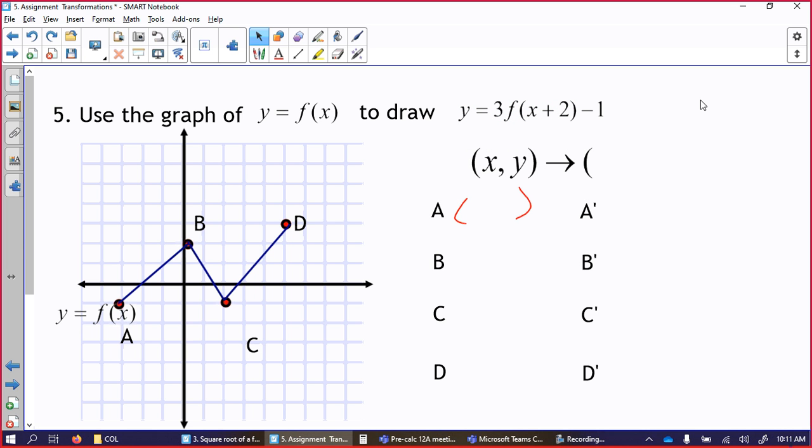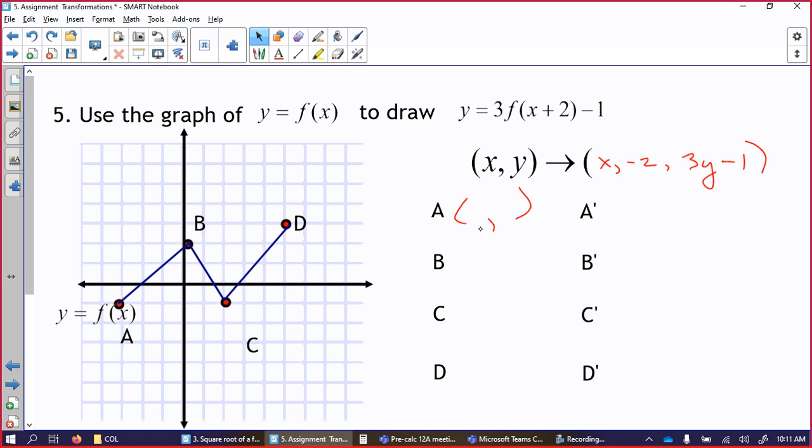So if you have a function like that, you need to write a mapping rule. So the x goes first. There's no number in front, so it's just x plus 2 goes to x minus 2, 3y minus 1. We're not going to be able to actually plot that last point just because the graph is too small. So that's one thing we need to be able to do, generate a mapping rule.